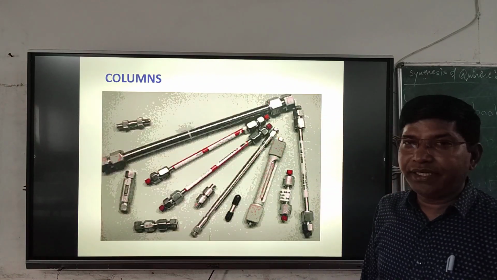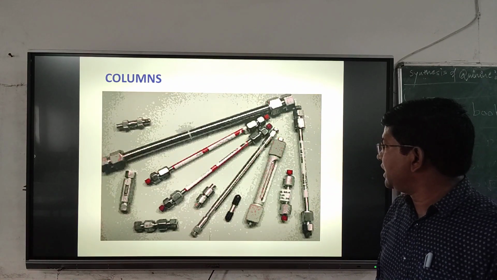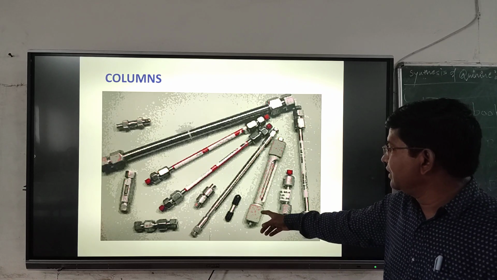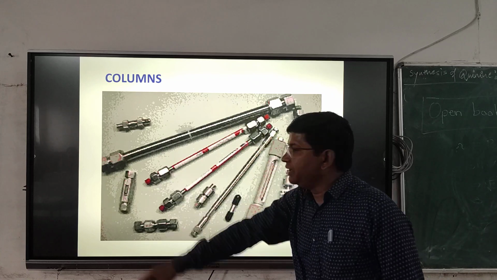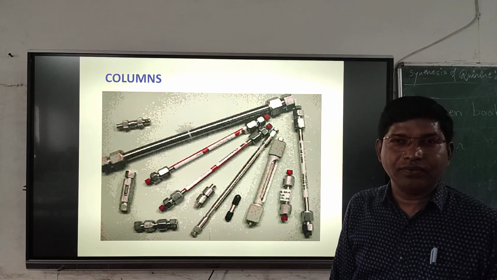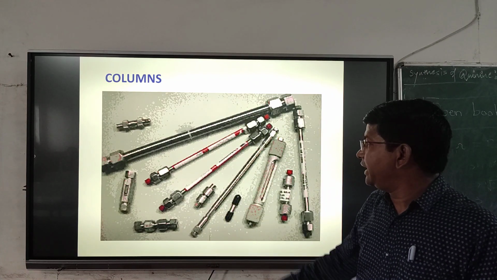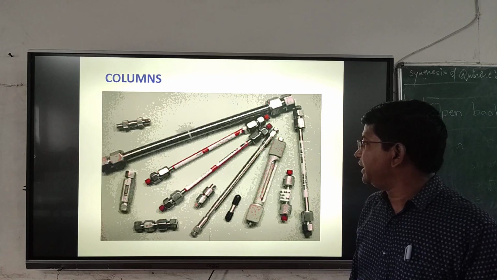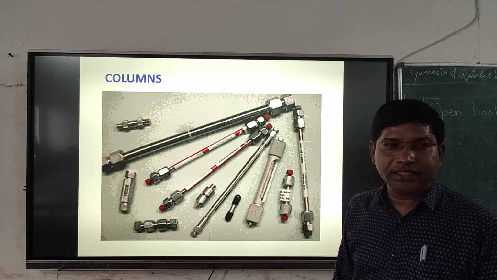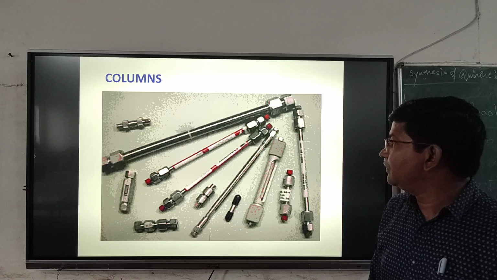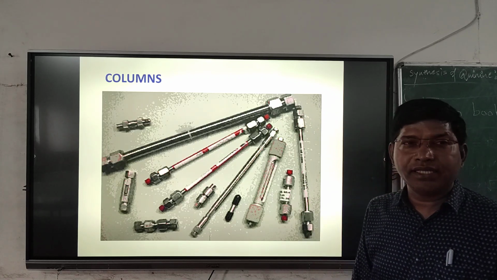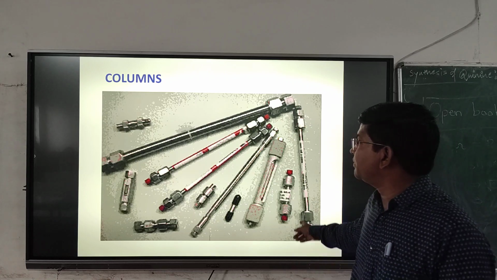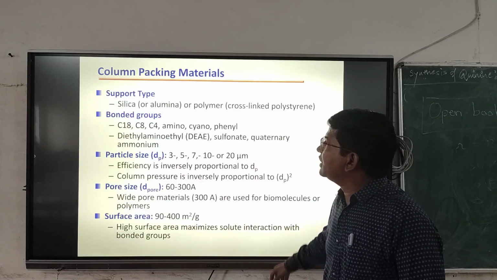Then these are images of different columns. This one is I think 5 centimeters, and that may be 100 centimeters. Their packing materials are different, and the diameter of the particles is different. Different packing materials are used for the separation of different types of compounds.